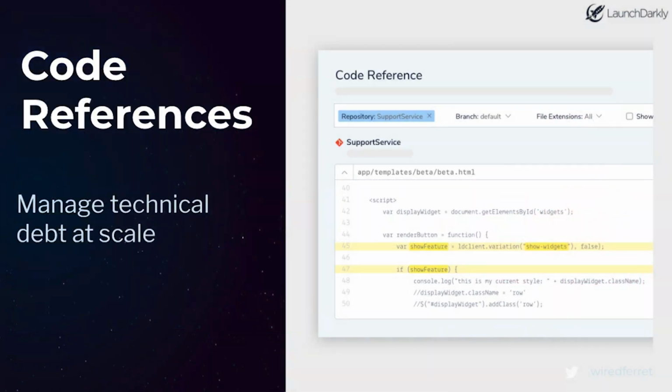Another thing we offer is code references. This is a tool that identifies where feature flags are used in your code base and automatically updates these references every time you commit to GitHub. So your code base has all of these little markers that are attached to the feature flag. So when you say, I wonder how many places this feature flag appears, you can go look that up easily.